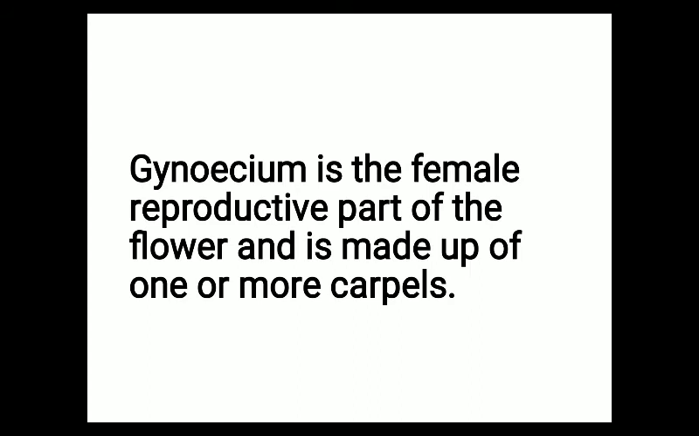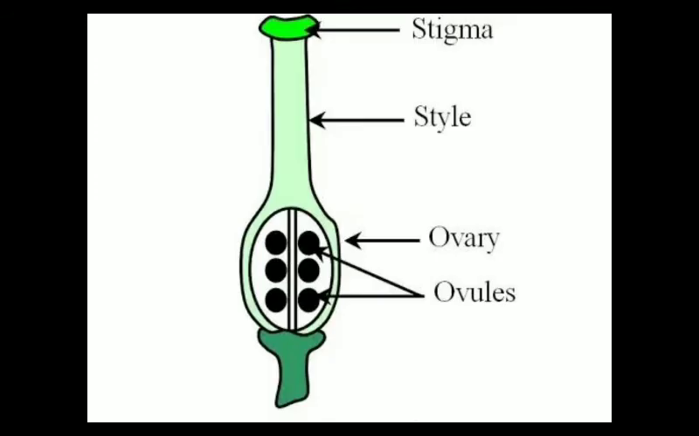So what is gynoecium? All the carpels of a flower are collectively known as gynoecium. The gynoecium is the female reproductive part of the flower and is made up of one or more carpels. The stamen was the male reproductive part. Similarly, the carpel is the female reproductive part, and all the carpels of a flower are known as gynoecium. This is the structure of one single carpel, which is also known as a pistil. This carpel is made up of three different parts: stigma, style, and ovary.